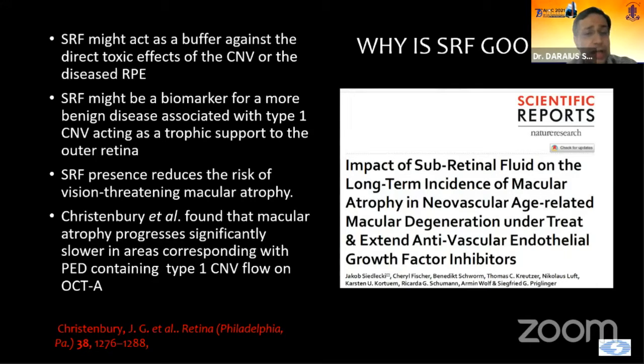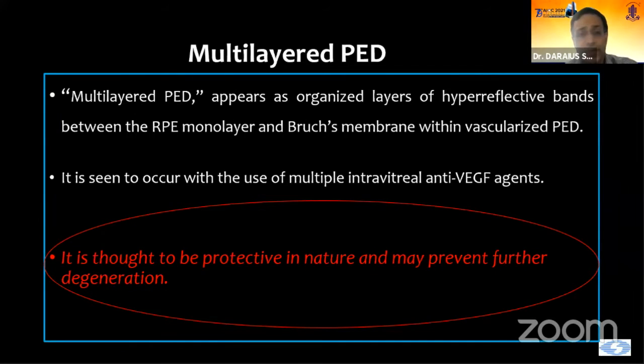And very interestingly, in the article from Retina, Christenberry found that macular atrophy progresses significantly slower in the areas corresponding to the PED, which actually contains the type 1 CNVM flow. So this is something important and we can remember this.